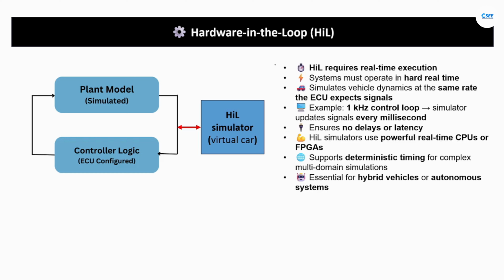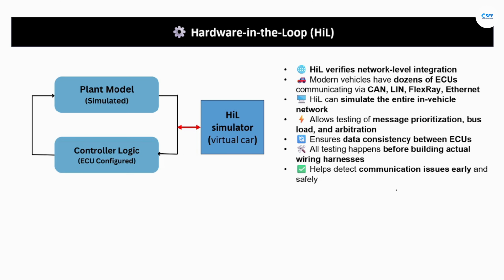Let's also talk about real-time execution. HiL systems must operate in hard real-time, meaning they simulate the vehicle's dynamics at the same rate the ECU expects real signals. If the ECU runs a 1 kHz control loop, the HiL simulator must update all relevant signals every millisecond without delay. That's why HiL simulators use powerful real-time CPUs or FPGAs, ensuring deterministic timing and no latency, even for complex multi-domain simulations like hybrid vehicles or autonomous systems.